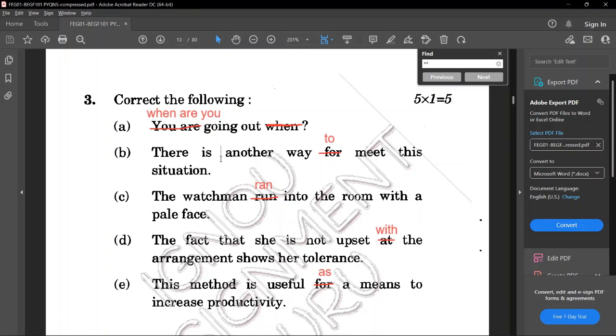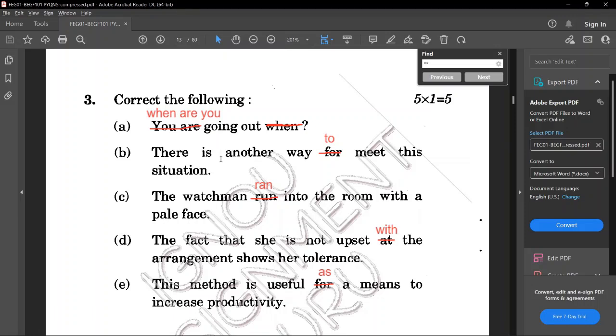Next up, question C. The watchman run into the room with a pale face. The tenses do not go together correctly. So instead of run, it will be ran, which is past tense. Next, question D. The fact that she is not upset at the arrangement shows her tolerance. So this is a big argument that everybody gets confused with.